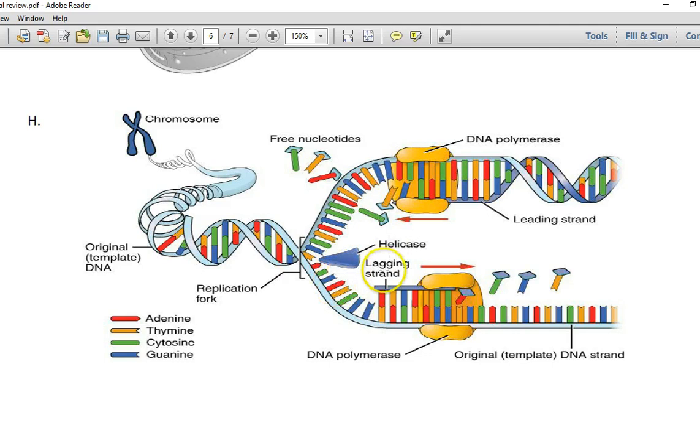And then the lagging strand is called that because DNA polymerase can only attach on a couple of pieces at a time. So as this adds nucleotides, more DNA is exposed here, and the DNA polymerase has to go back and reform and go back and copy, and that's called the lagging strand, and those pieces are called Okazaki fragments.